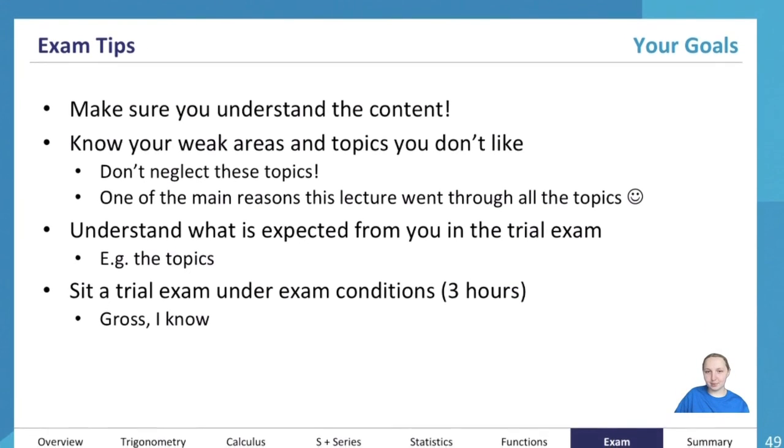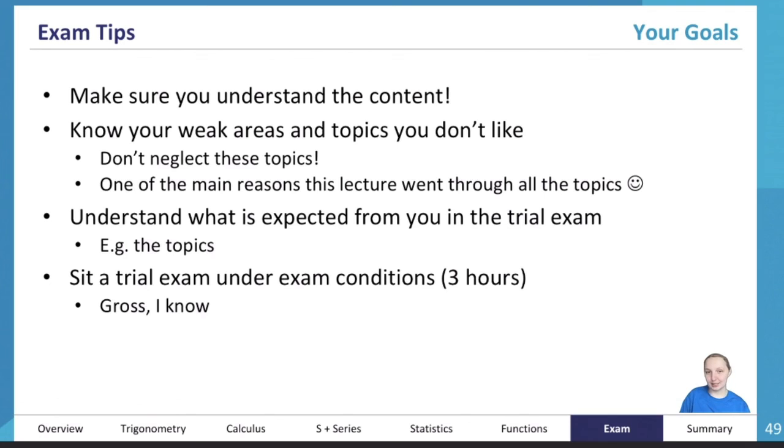It seems so self-explanatory, but make sure you understand the content. Know your weak areas, know the topics you don't like, and focus on them. Don't neglect these topics just because you don't like them. You'll get the most payoff studying the topics that you're weak at because that's where you're going to gain the most marks. If you're, say, already super confident with functions, studying more and more functions stuff isn't going to gain you any marks because you've already got those marks anyway. Where you're going to gain marks is by focusing on the areas you're weak at that you wouldn't have got the marks for otherwise, and then work on that stuff and you'll gain the marks for that area.